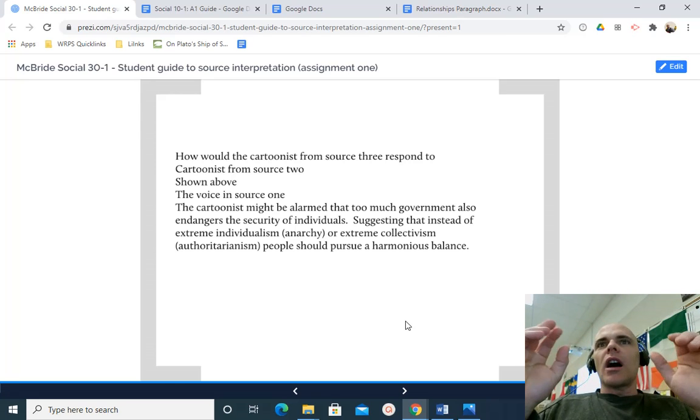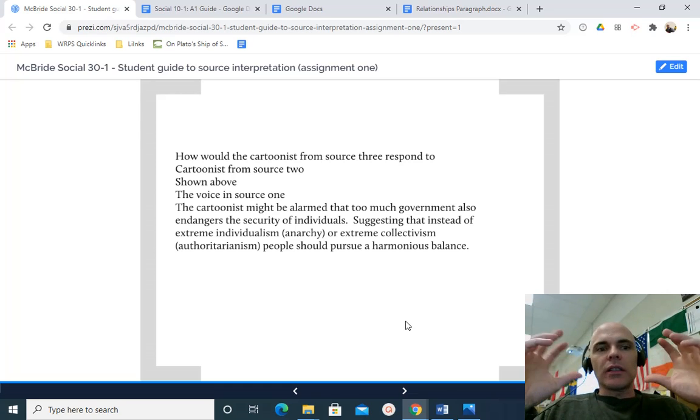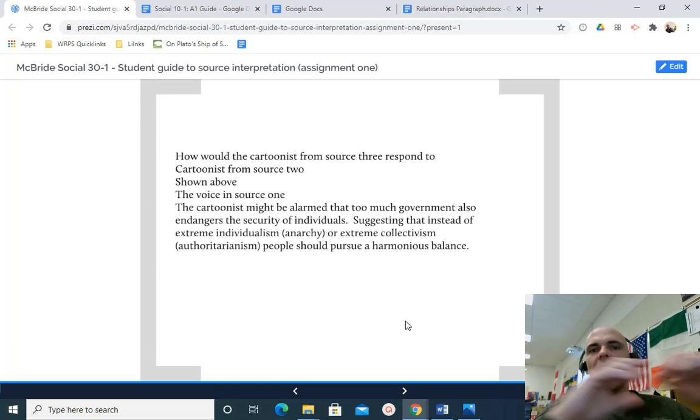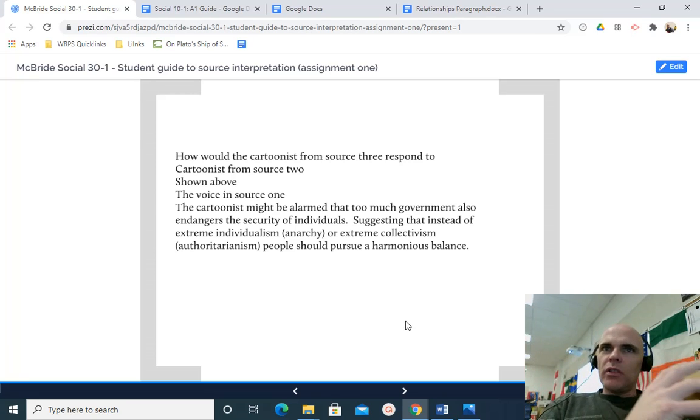So you have the overarching theme, you have each of them answer the overarching theme, and then logically you'd have them react to each other. So a type of relationship is a reaction. Have the sources respond to each other. How would the cartoonist respond to a different cartoonist? How would the voice respond to the photographer?